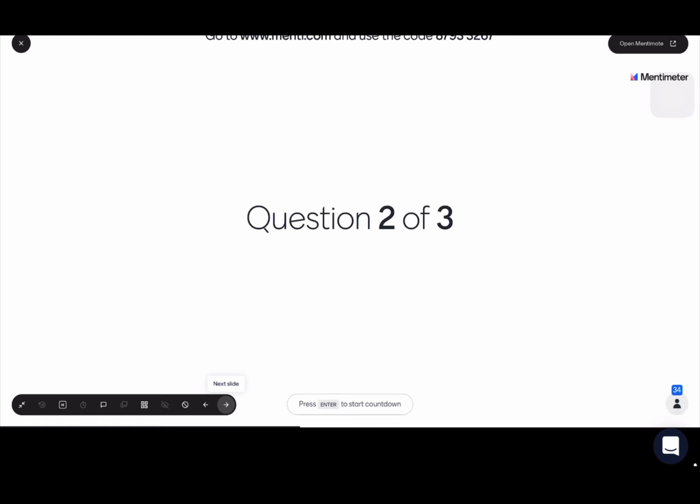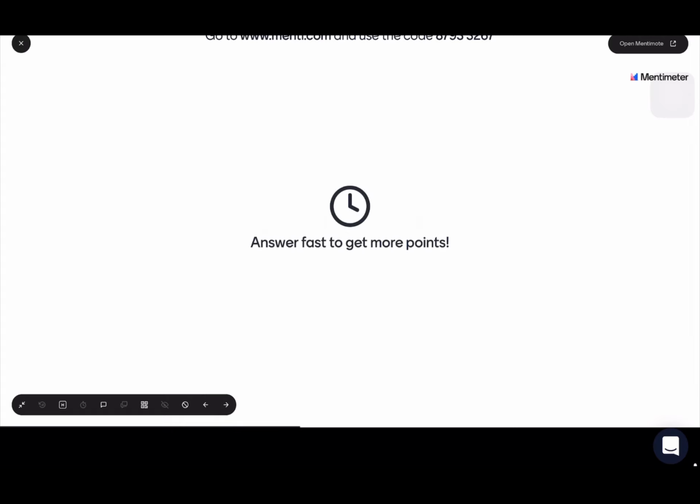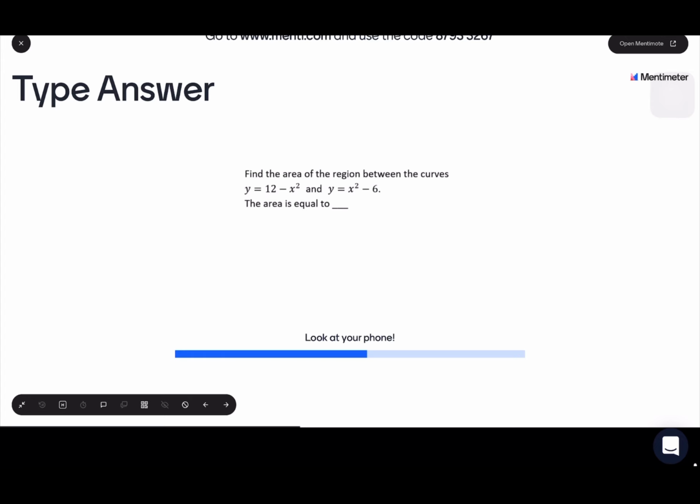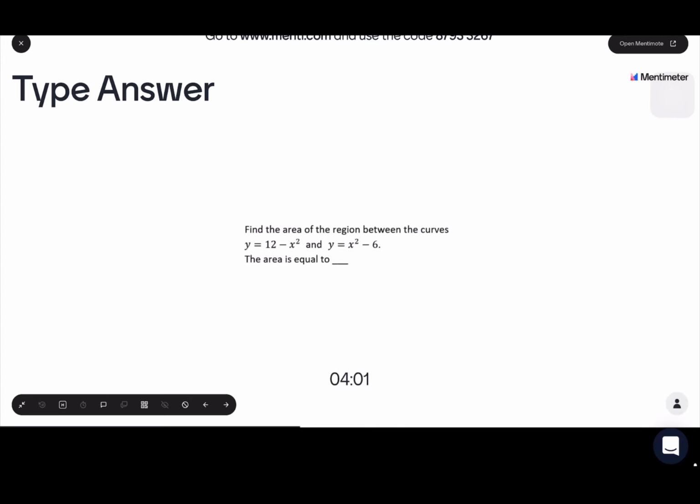Number 2. Let's try. Yeah, 4 minutes. It's supposed to be. So don't forget to find the intersections, and then which one is the highest, and then you can arrange the integration in this area.